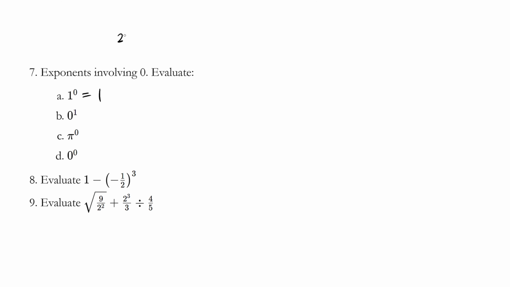For example, 2 to the 0 is equal to 1. 1.5 to the 0 is equal to 1. The square root of 2, all to the 0, is equal to 1. Now what about 0 to the 1? The answer is 0.